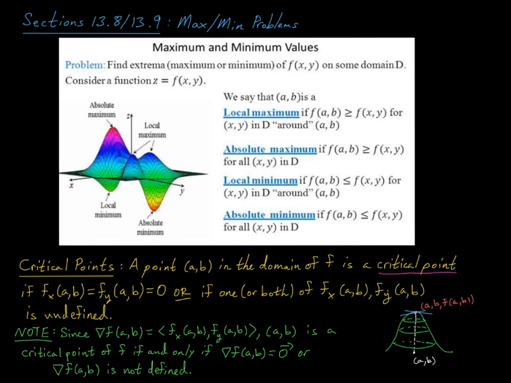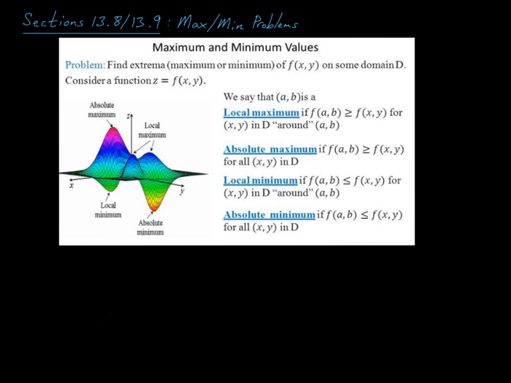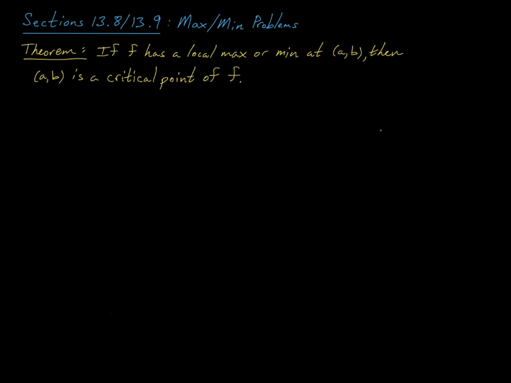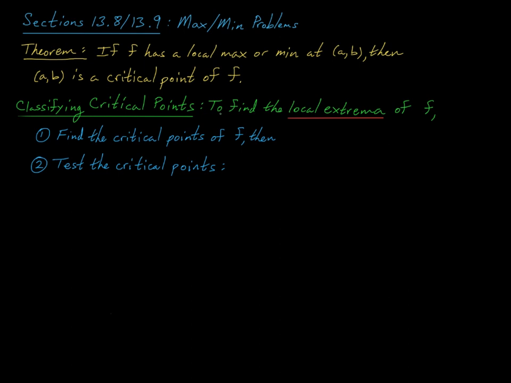That would happen if one or both of these partial derivatives is undefined. Okay, now let's turn to the following key theorem. It says that if f has a local max or min at (a, b), then (a, b) is a critical point of f, which is a direct analog of the main theorem we saw in the last video on local extrema and critical points. So this leads us to the following result.